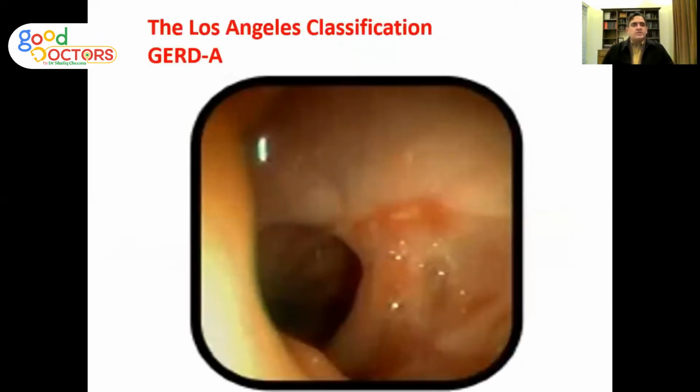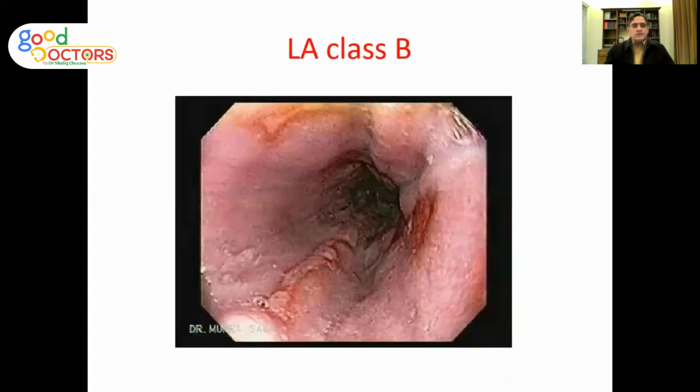Generally, there is a classification system which is used to describe endoscopic findings in patients with reflux disease. It's the Los Angeles classification. If the erosions are less than 3 millimeter in size, they are generally present at the distal end of the esophagus. Then you will call it LA class A. If these linear erosions are along the folds of the esophagus but are more than 3 millimeter in length, you will call it LA class B.